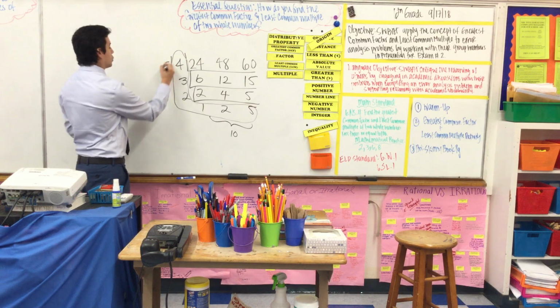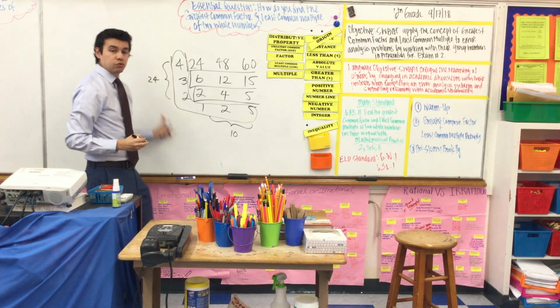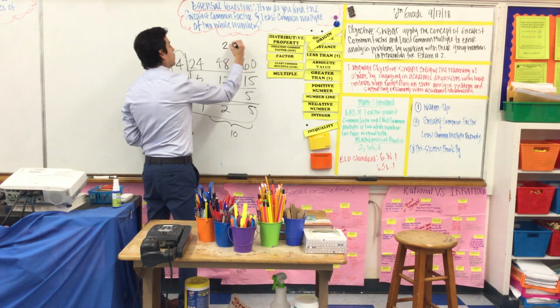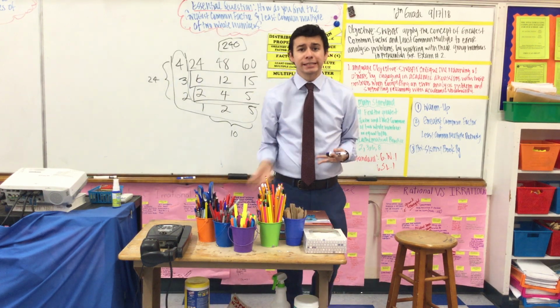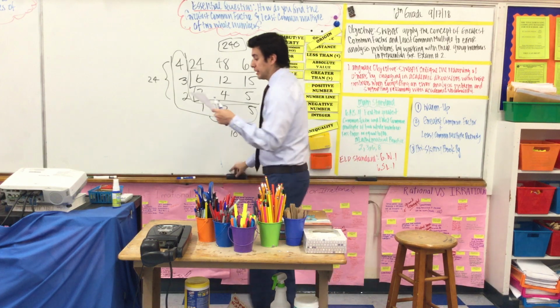This is 12 times 2 is 24. And 24 times 10 should give you 240. So that's that one right there. Pretty simple once you get the hang of it. Let's do number 3 now.